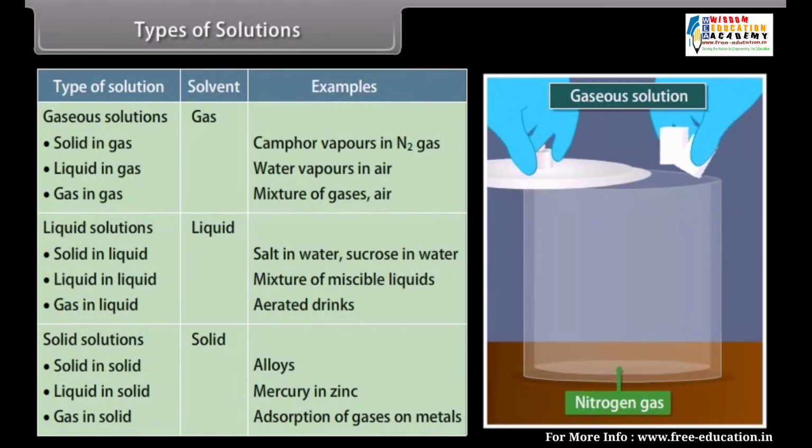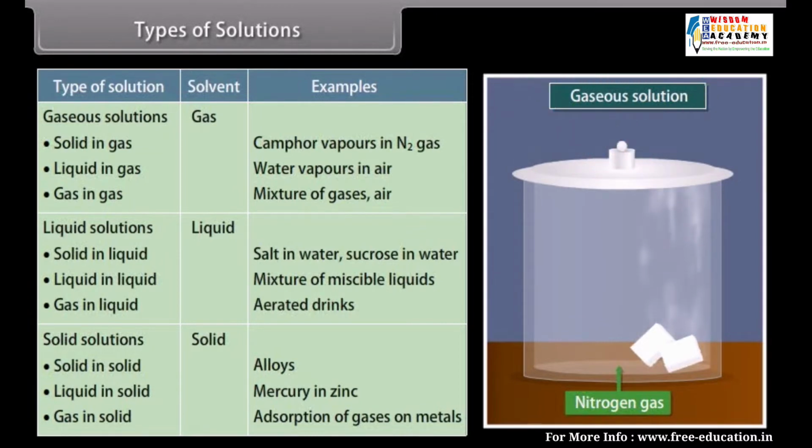They are categorized as follows: solid in gas, for example, camphor vapor in nitrogen gas; liquid in gas, for example, water vapors in air; gas in gas, for example, mixture of gases or air.